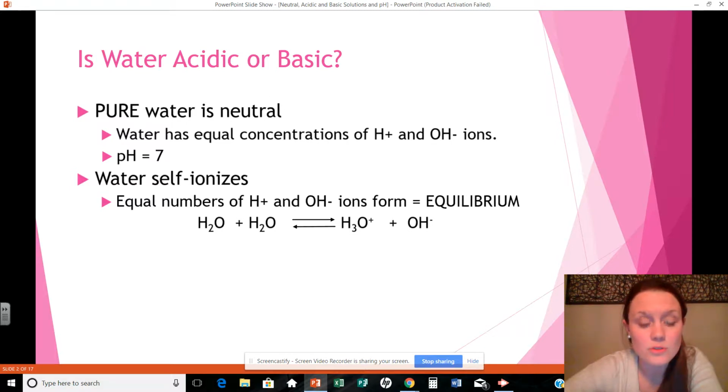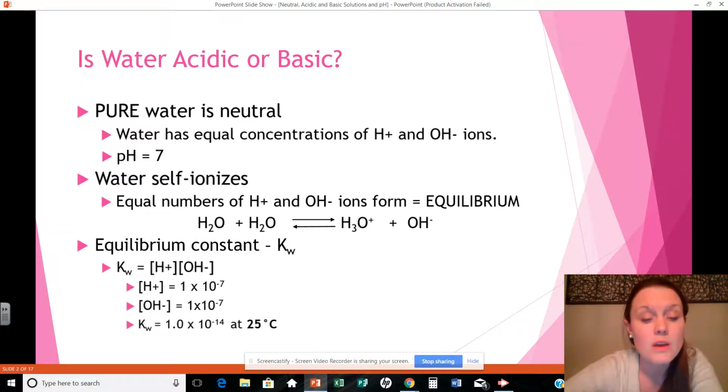And as it's forming those, it reaches a point of consistency where it has a constant hydronium, or H3O plus, concentration, and a constant hydroxide concentration. When it reaches that point, that's called equilibrium. That's what these two back and forth arrows mean. It means that this sample of water has reached equilibrium. When water reaches equilibrium, there's a constant in chemistry known as the equilibrium constant, or Kw.